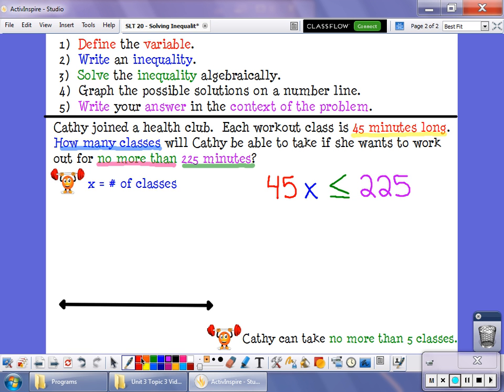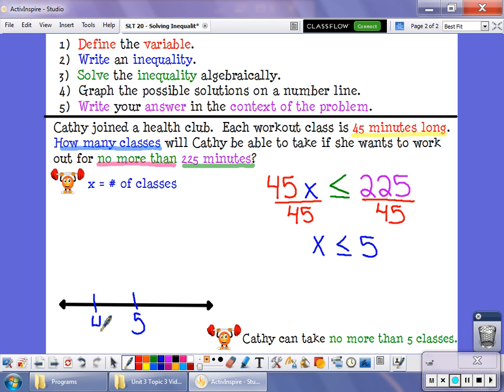Now in terms of solving this problem algebraically, if I'm doing 45 times x, the opposite of multiplying by 45 is dividing by 45. So I'll divide both sides here by 45, and I'll find out that x is less than or equal to 5. That means the number of classes she can take is less than or equal to 5.